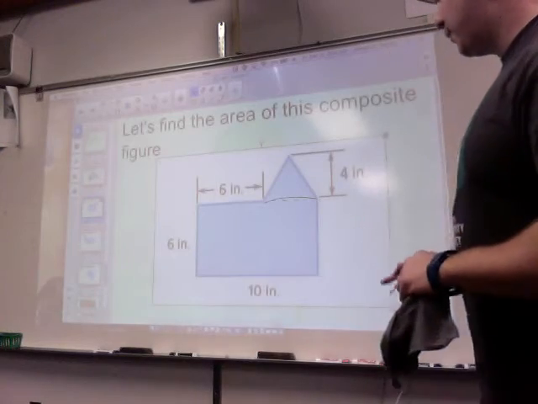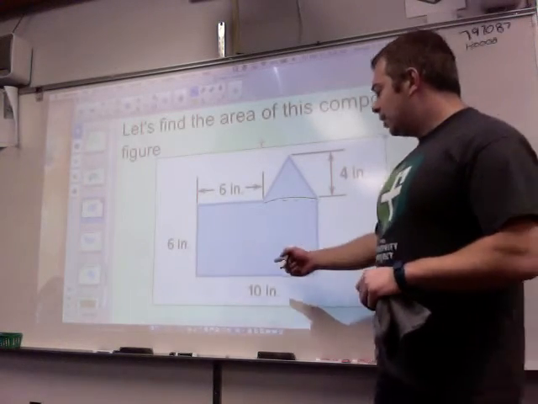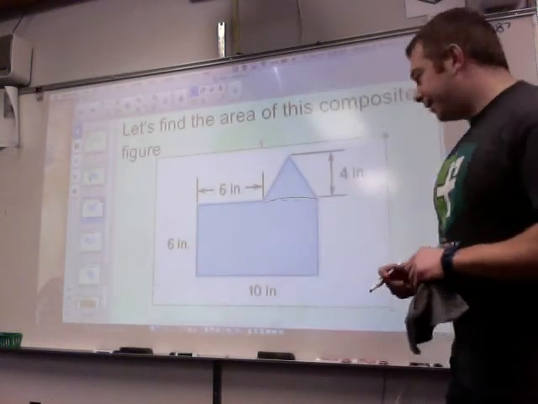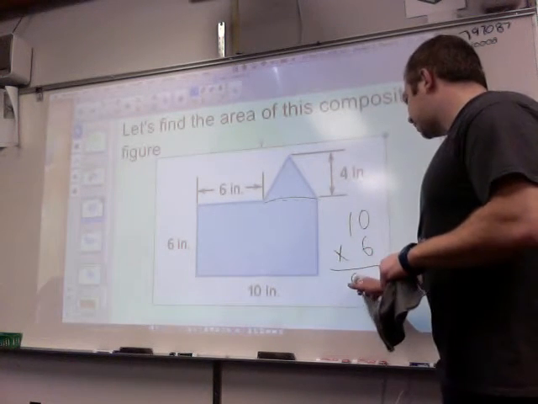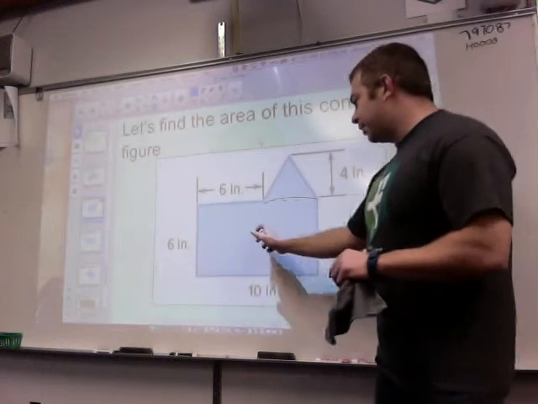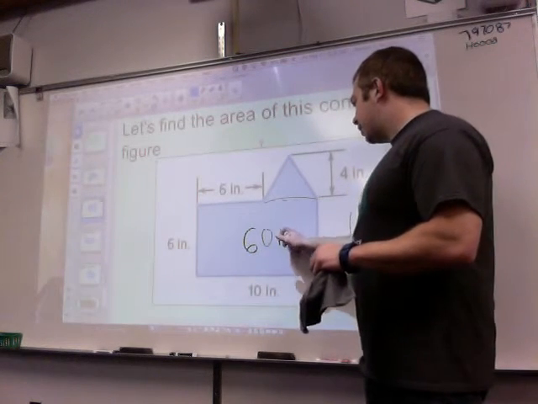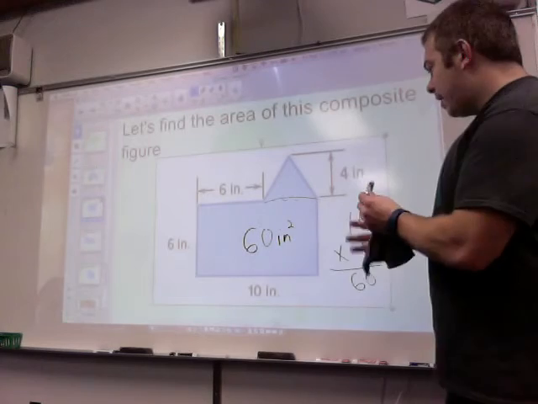So let's start off with the rectangle because it's already set for us. The area of a rectangle is base times height. So I have 10 times 6 equals 60, 60 inches squared. So this figure is 60 inches squared. And I'll keep that right in there.